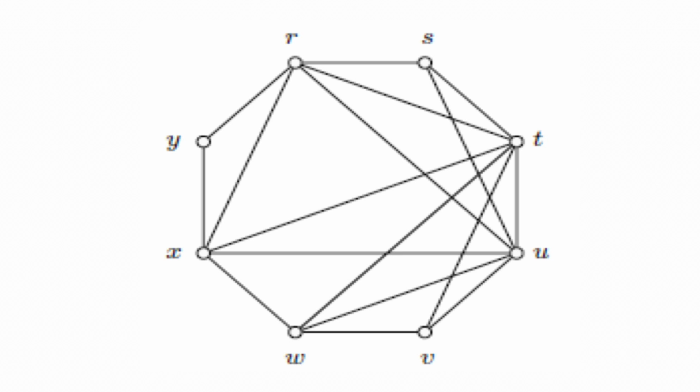In this graph, the simplicial vertices are S, V and Y, because if we consider V, the neighboring vertices are W and U. W and U are adjacent to each other. So, the neighboring vertices of V are adjacent to each other, then we call V a simplicial vertex. Similarly, for Y, the neighboring vertices are adjacent with each other, and for S also, the neighboring vertices, that is R and T, are adjacent to each other. So, we call S, V, Y simplicial vertices.